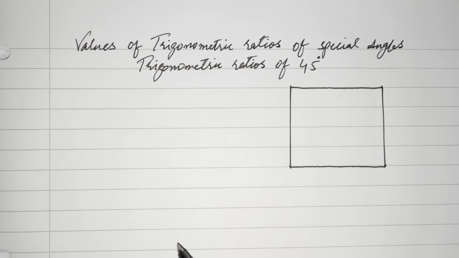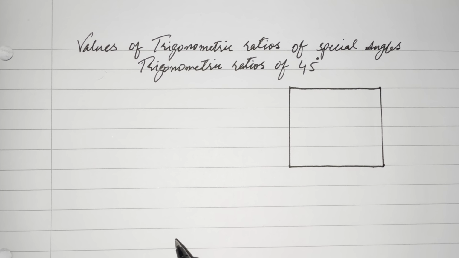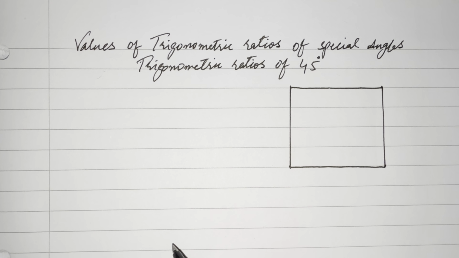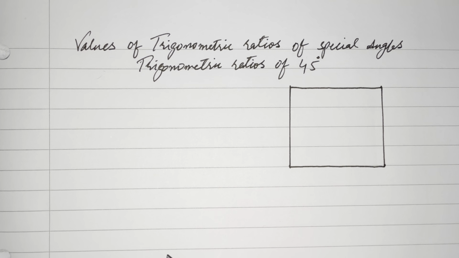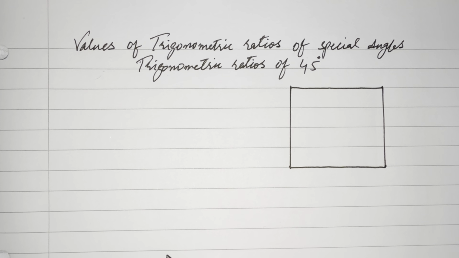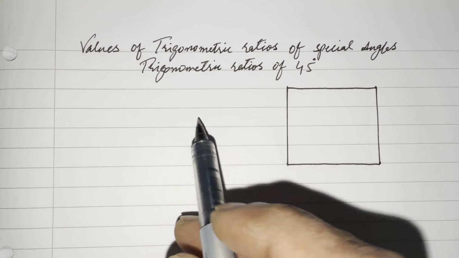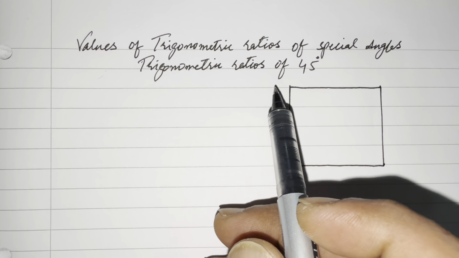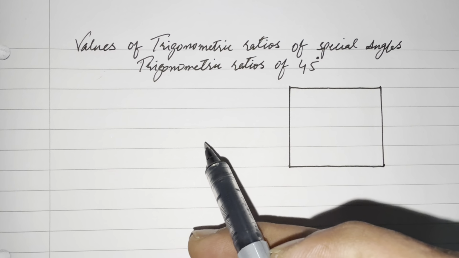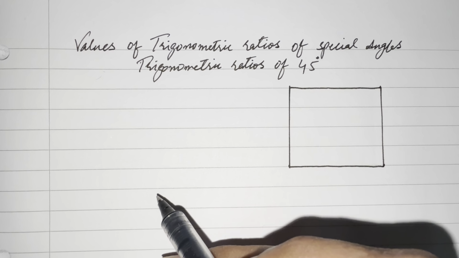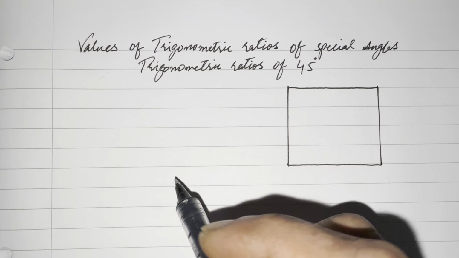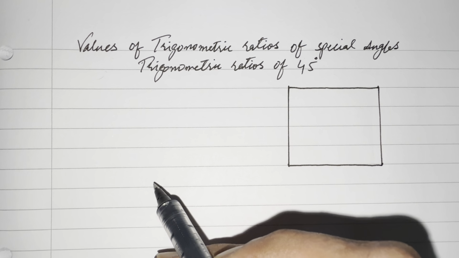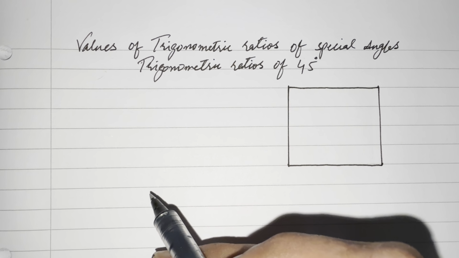So in our today's video we are going to find some trigonometric ratios of special angles. These angles are 45 degrees, 30 degrees and 60 degrees. These are the trigonometric ratios that we have to learn by heart, that we are going to use in our coming lectures.